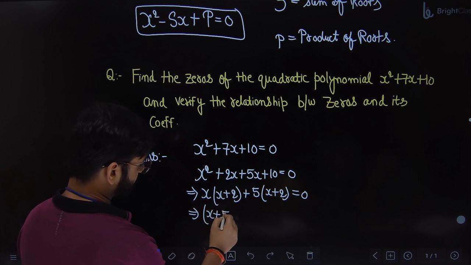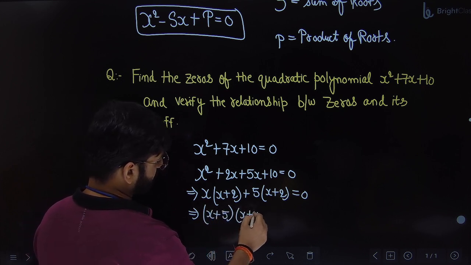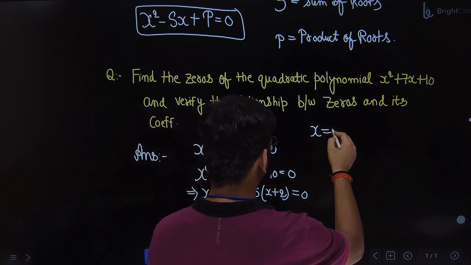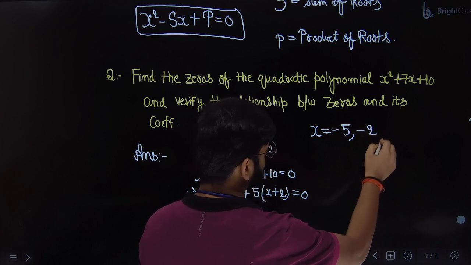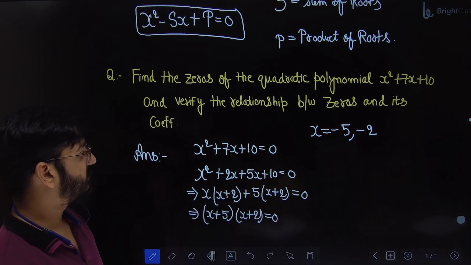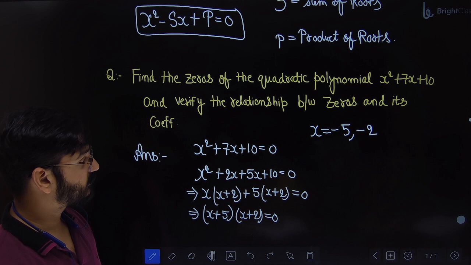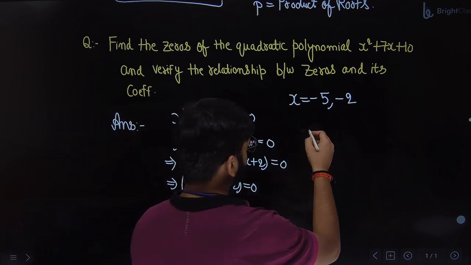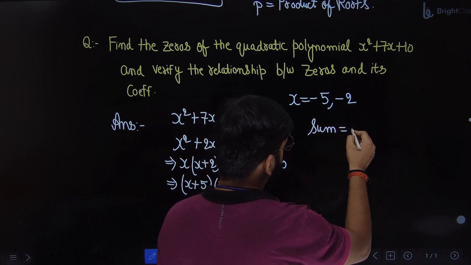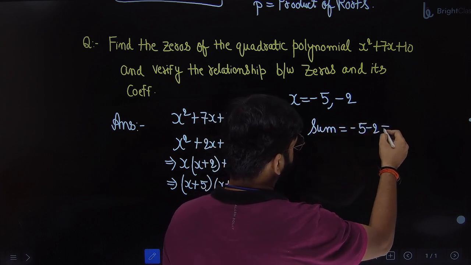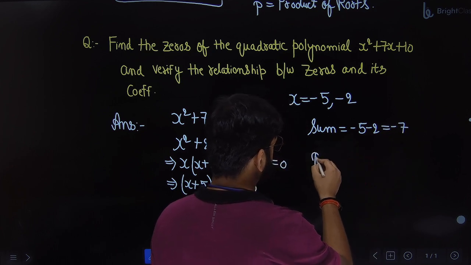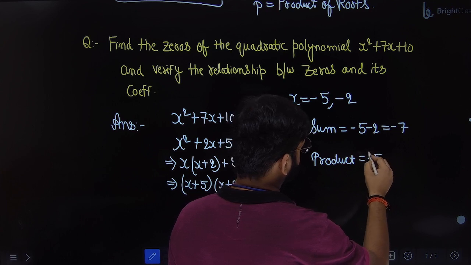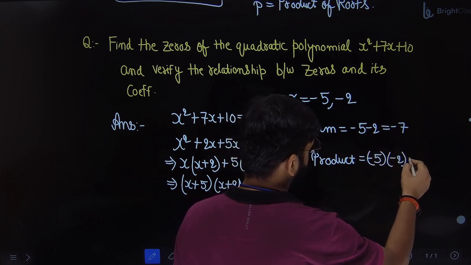Some of you got the answer, very good. So what will be the roots? x equal to minus 5 and minus 2. Anyone having problem in finding the roots? Any student? So from here, what is the sum of roots coming? Minus 5 minus 2, minus 7. If you check the product, minus 5 into minus 2, which is 10.